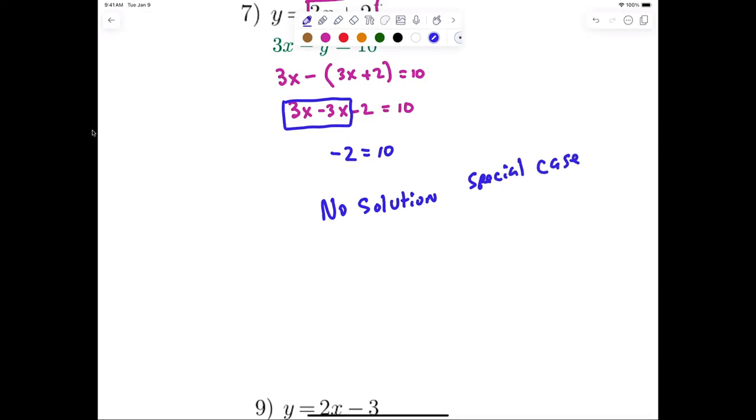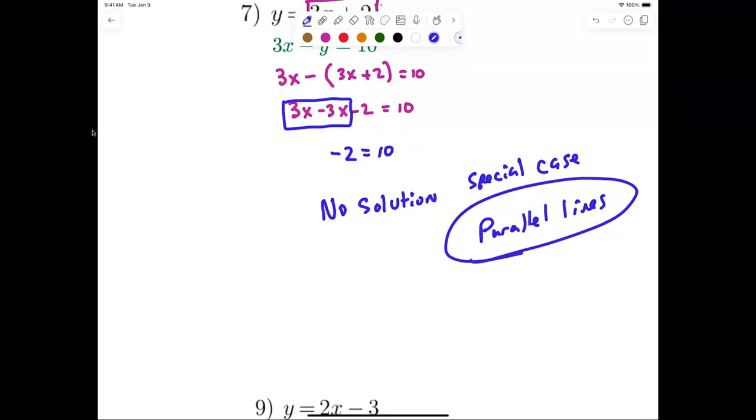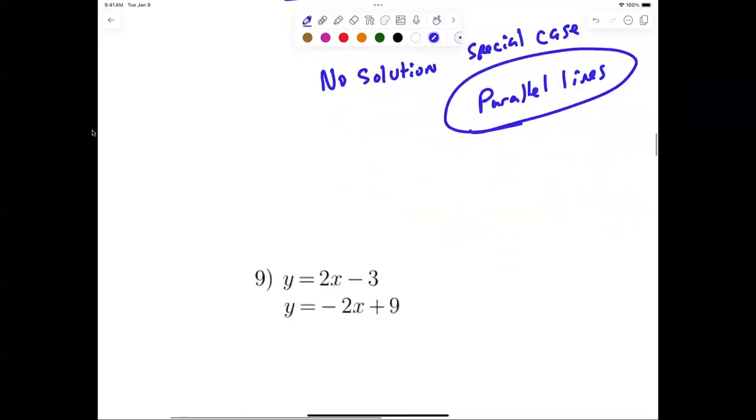If it has no solution, how did we have no solution yesterday? They were parallel lines. Thank you very much. If it has no solution, that automatically means they were parallel lines. Anybody have any questions with that? All right, let's carry on.